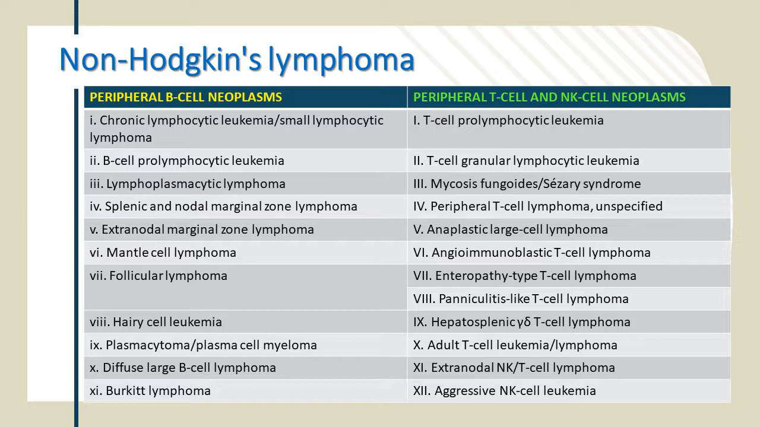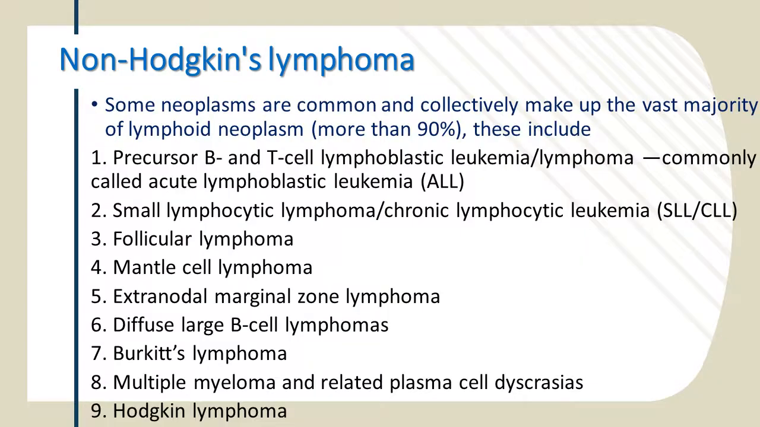The T-cell lymphomas are less common and include mycosis fungoides, peripheral T-cell lymphoma, anaplastic large cell lymphoma, and enteropathy type T-cell lymphoma, and other subtypes. As I said, we need to focus our discussion on a subset that are particularly clinically important or pathologically illustrative.